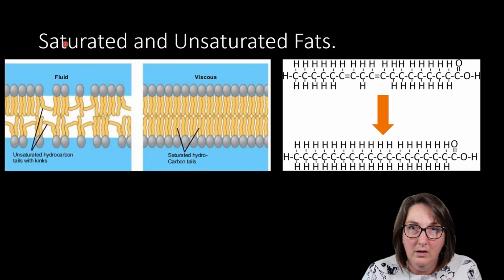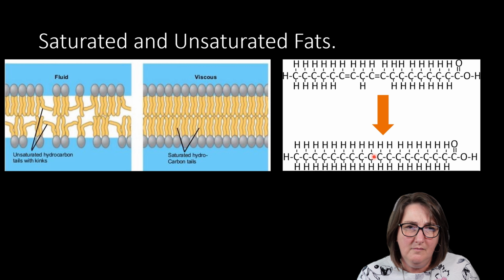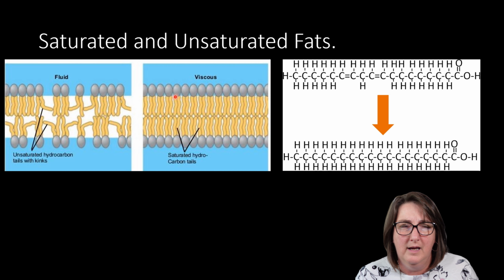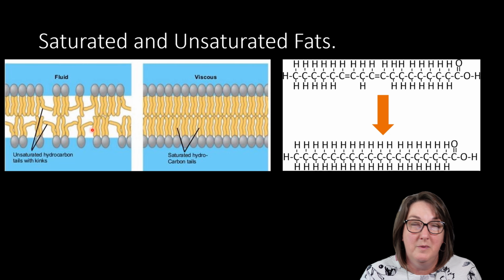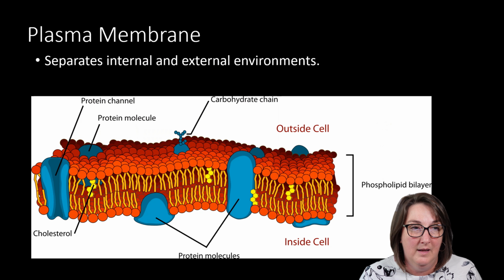But something like olive oil, it's a fat, but it's going to be more fluid. These tails are keeping these phospholipids from coming in tight together. So we see that in membranes. The ones that are going to be more stiff, more viscous are going to be more saturated, and the ones that are more fluid, more able to move, are going to be unsaturated.